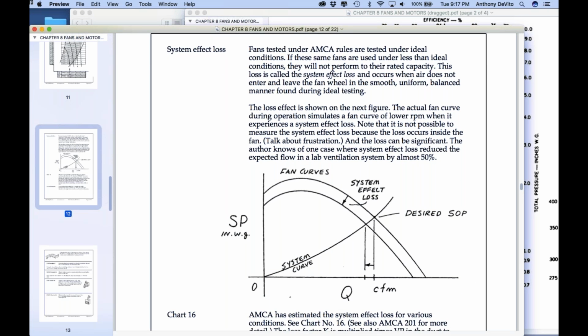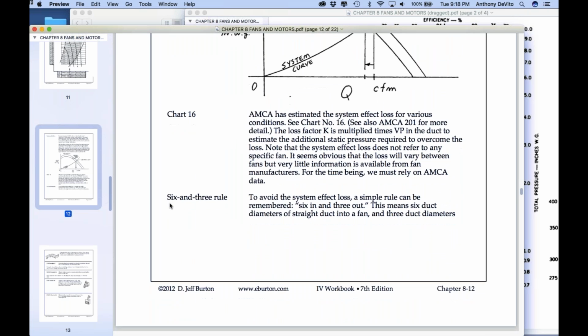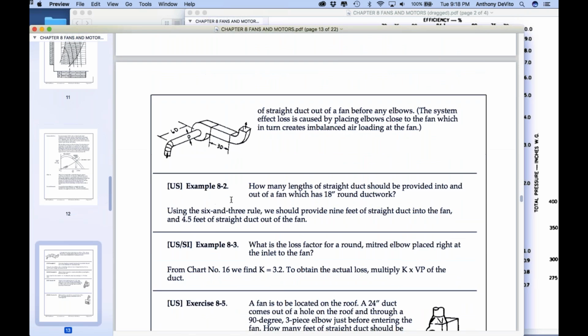Okay, system effect losses. These are the losses that come in if you make a turn too close to the discharge of the duct on the suction side. This is the CFM that you get if you don't have the system effect and what you get if you do have the system effect. That can be a 10, 20, 30% loss of flow and static pressure that's introduced by all that extra mess.